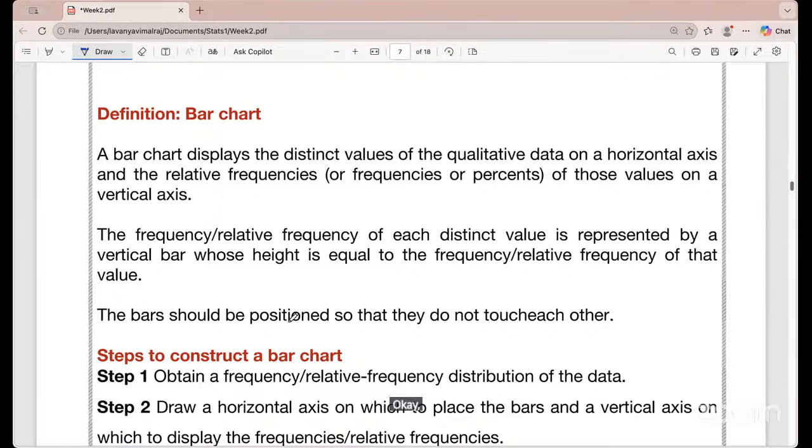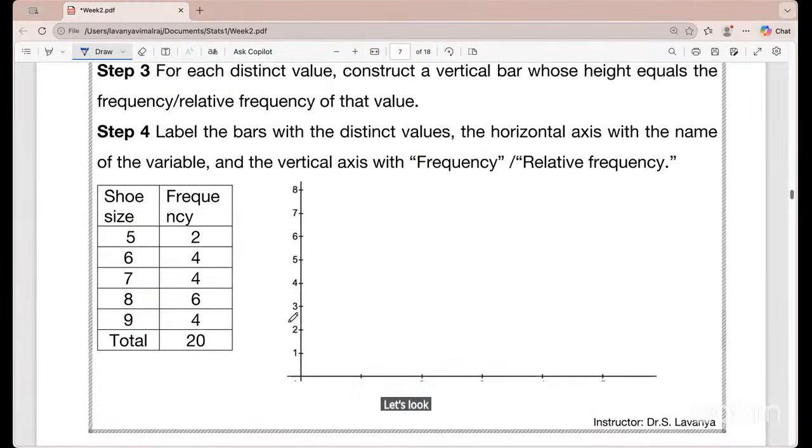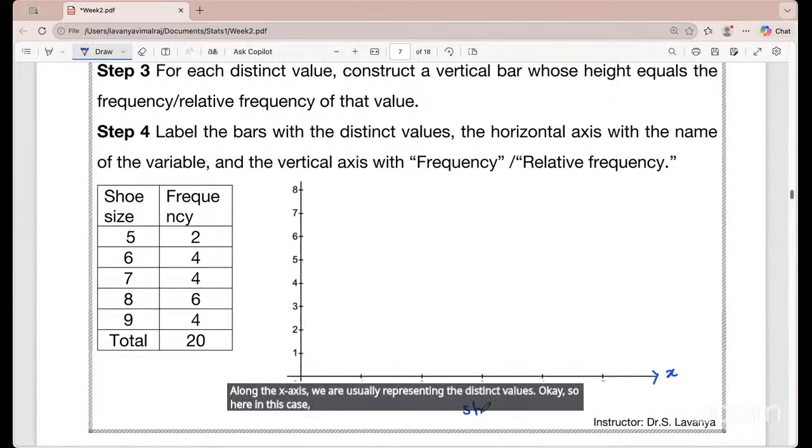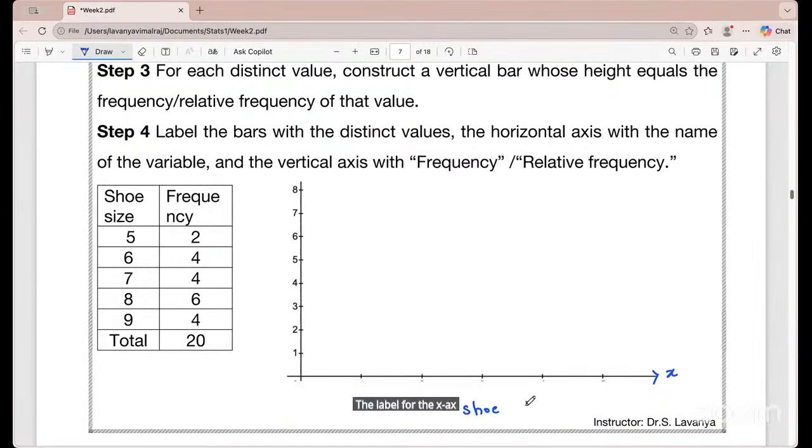Again, let's look at an example and then we'll go back there. We are taking the same example. Usually along the x-axis we represent the distinct values. Here the label for the x-axis is shoe size. And what are the distinct values? 5, 6, 7, 8, and 9.